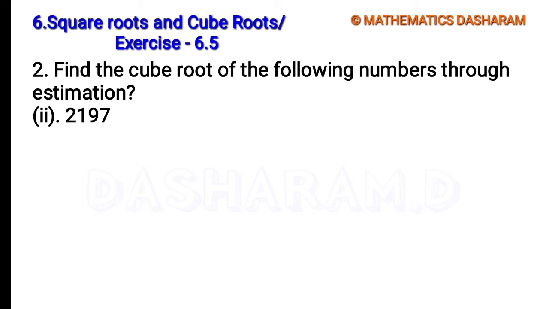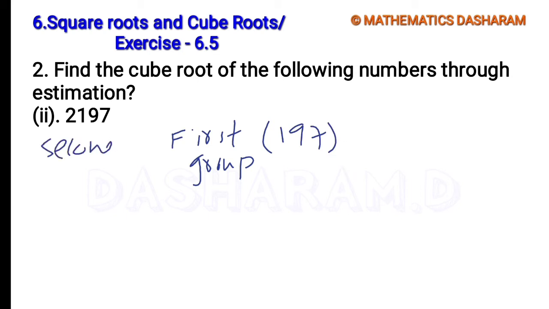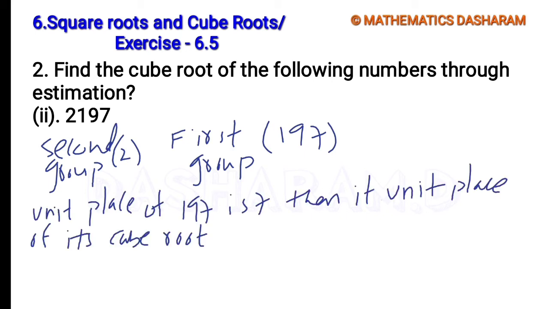Second question, 2197. In 2197, what is the first group? 197 is the first group. Next is the second group. What is the second group? The second group is 2. So step 2: in the first group, the unit place of 197 is 7, then the unit place of its cube root is 3. Next, the second group is 2.